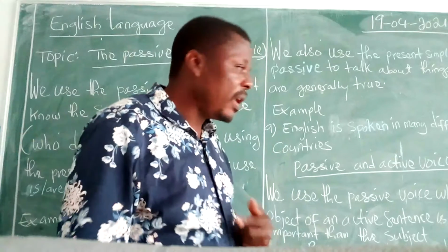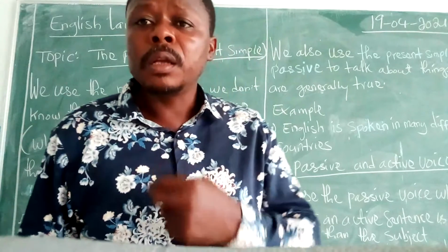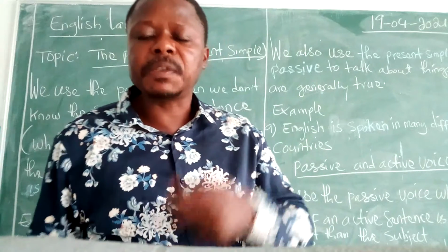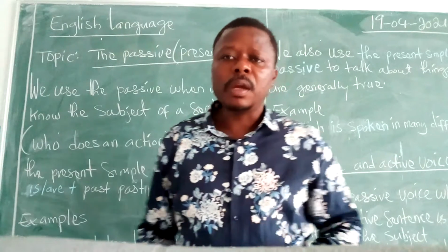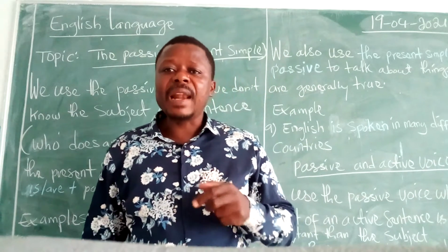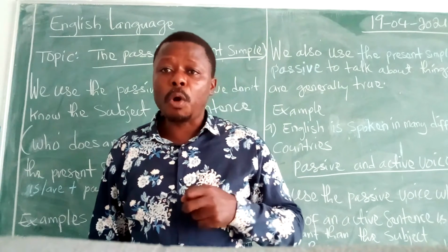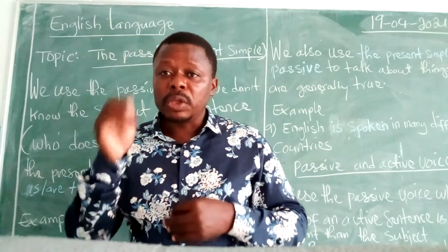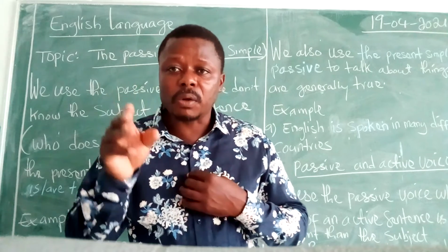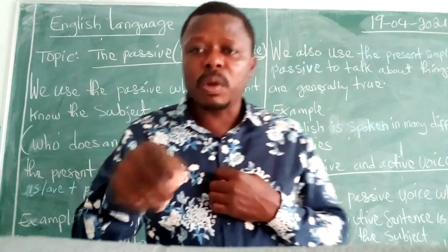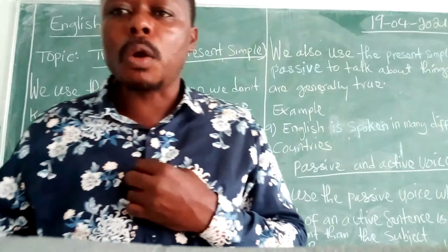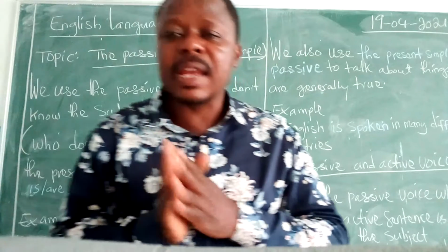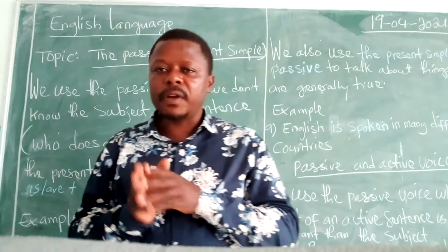What do I mean? If I say Paul wrote the song, this is an active sentence. We are now going to change the subject Paul, and we now throw more importance to the song, the object. So we say the song was written by Paul. This one now is in the passive voice.